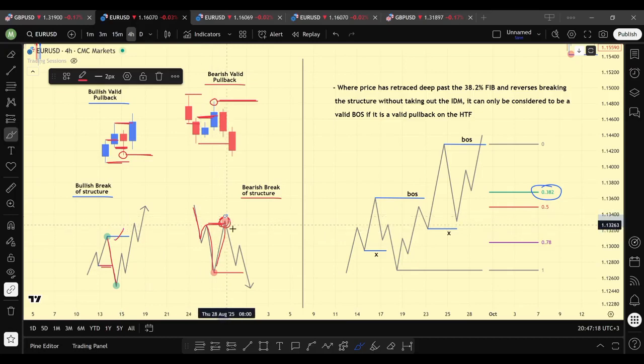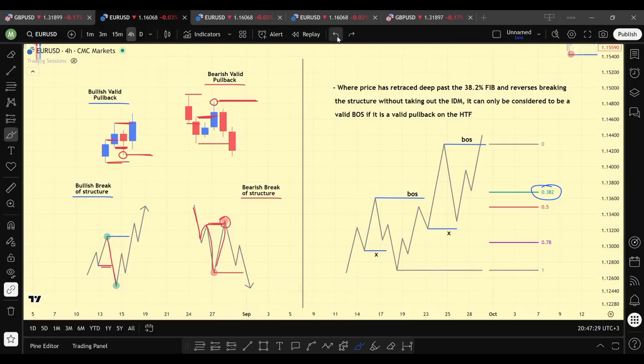So this means this here is a break by a wick. So a break by a wick in that case will also be considered, this one here will be considered to be a valid break of structure.